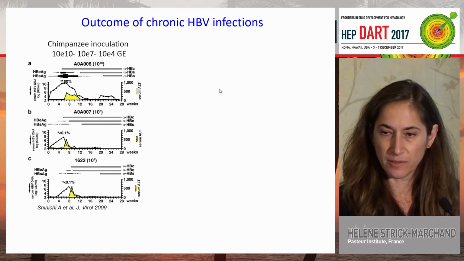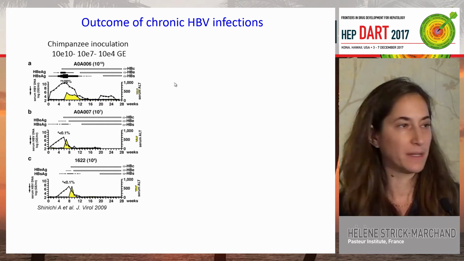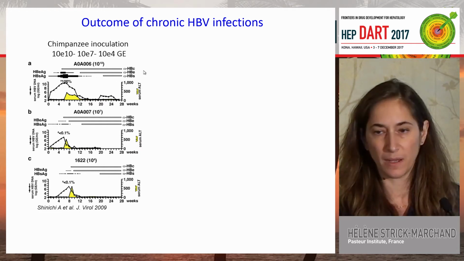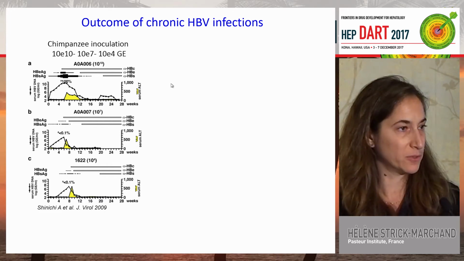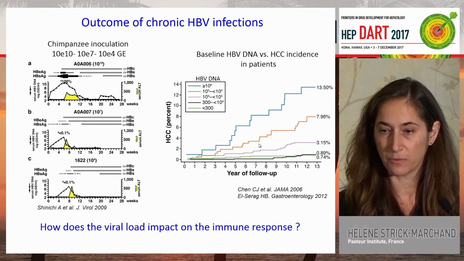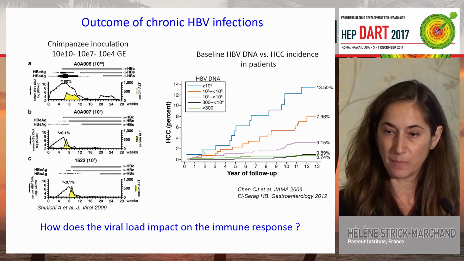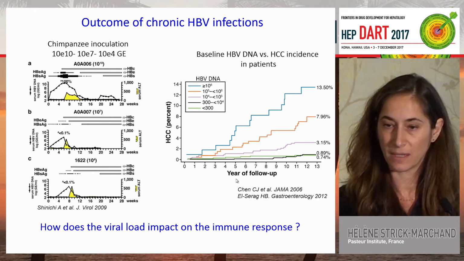So several studies have discussed the outcome of chronic HBV infections depending on the viral load. This first study by Francesco Cesari's group showed that depending on the viral inoculum, you get different outputs and different viral controls. And this important REVEAL study that we've heard about repeatedly also shows that depending on the level of viremia at a very early stage, you get progression into hepatocellular carcinomas that can be extremely different.